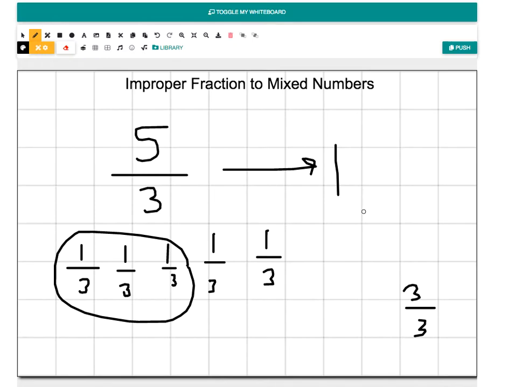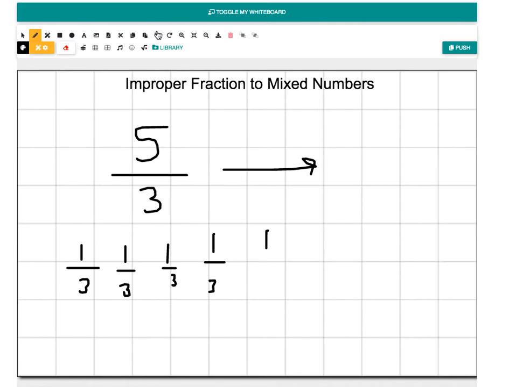Now I need to figure out the fraction. So I have my whole counted. Now I need to figure out how many are on the outside. So I have 1, 2. So my numerator is going to be 2. My denominator is going to stay the same, so it's going to be thirds. So 5/3 into a mixed number is 1 and 2/3. So let's do another example to help us out.